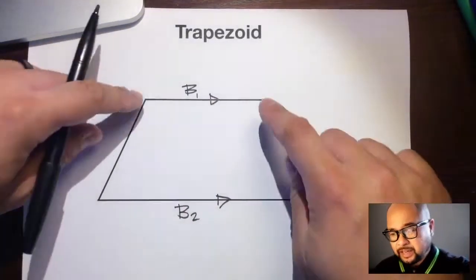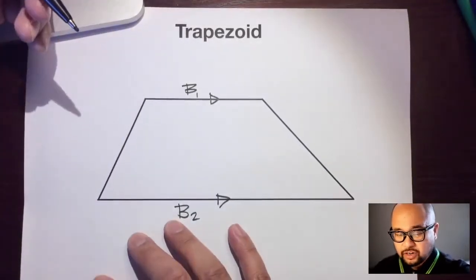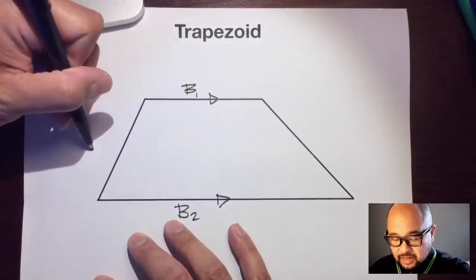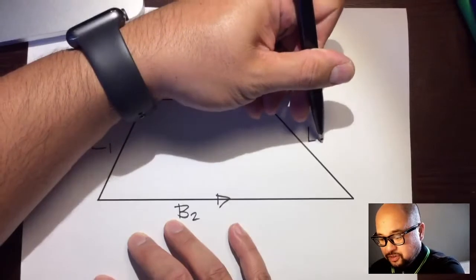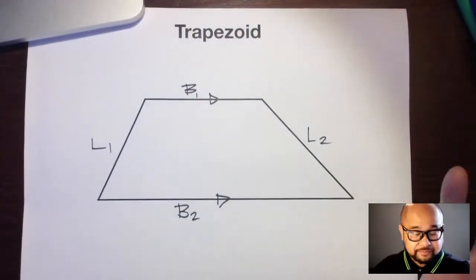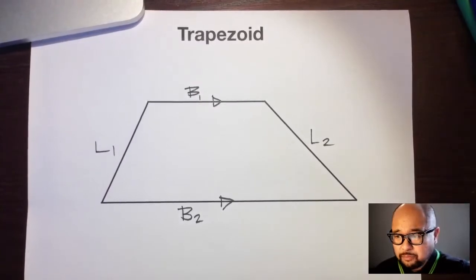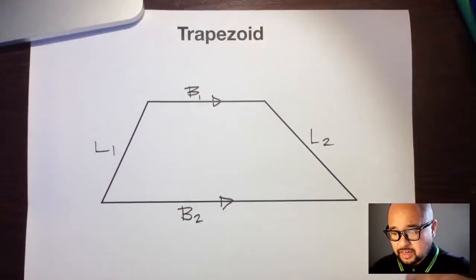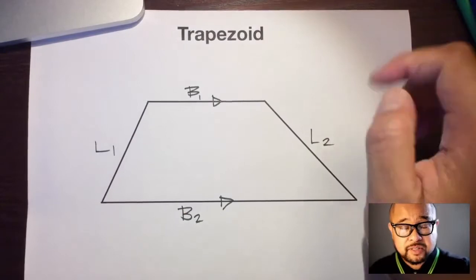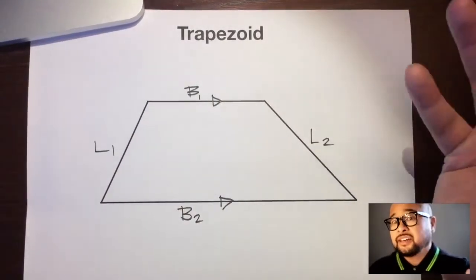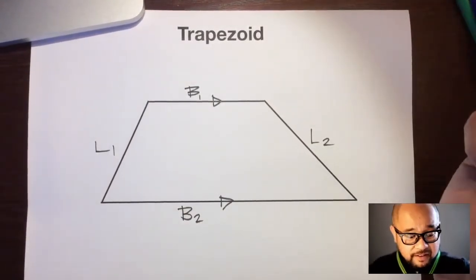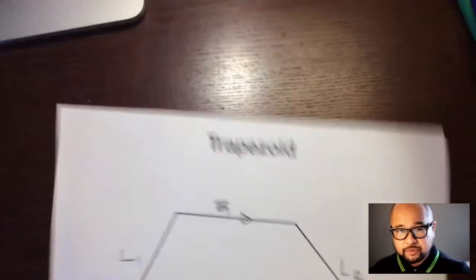They'll never touch. And these sides right here are called legs. So you could call this L1 and you could call this one L2. Okay, so that's basically what a trapezoid is: just one pair of opposite sides that are parallel, and those opposite sides are called bases. Now let's move on to how to find the area of a trapezoid.